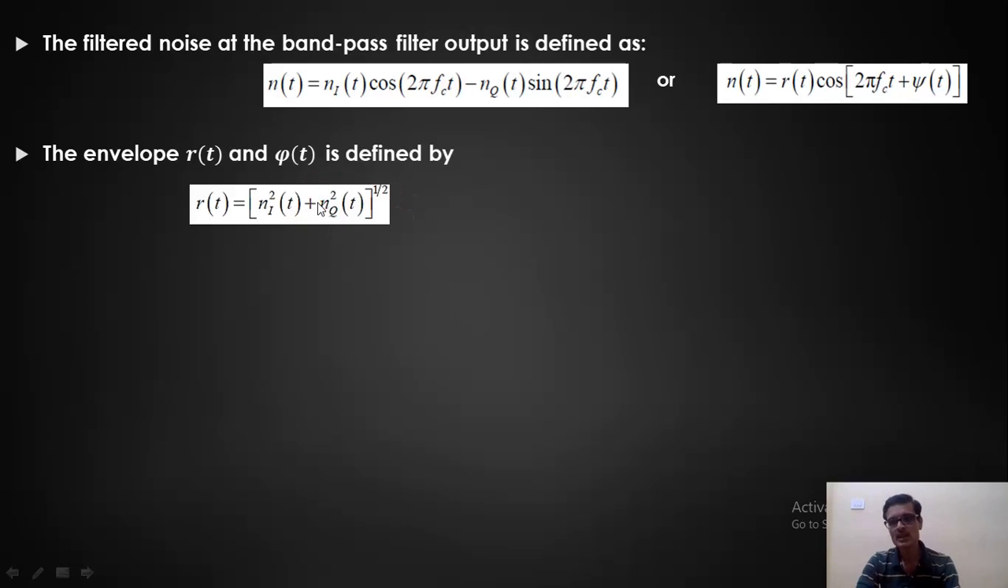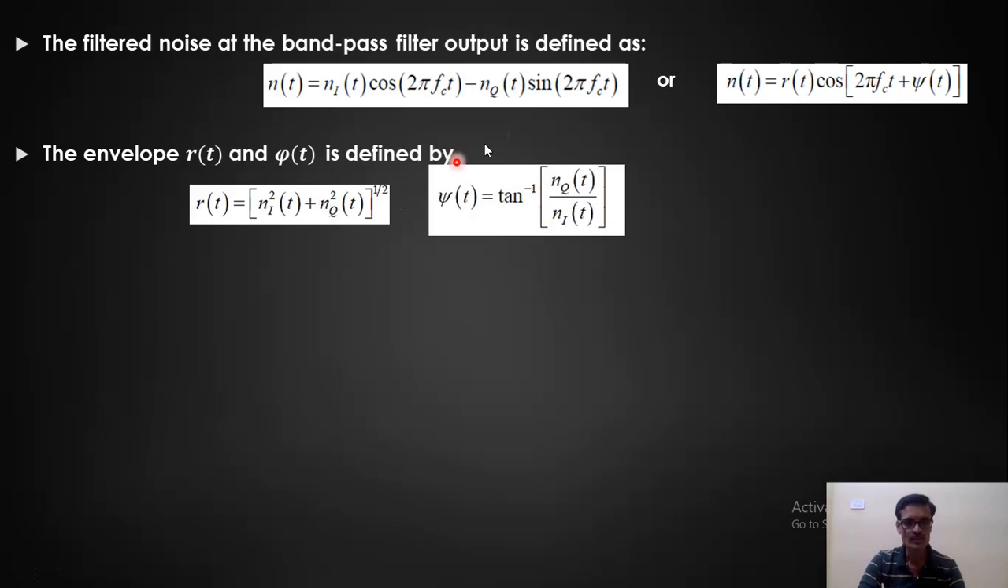What about psi of t then? The psi of t is nothing but the tan inverse of nq of t by ni of t. Now I know how to calculate this r of t and psi of t, right?